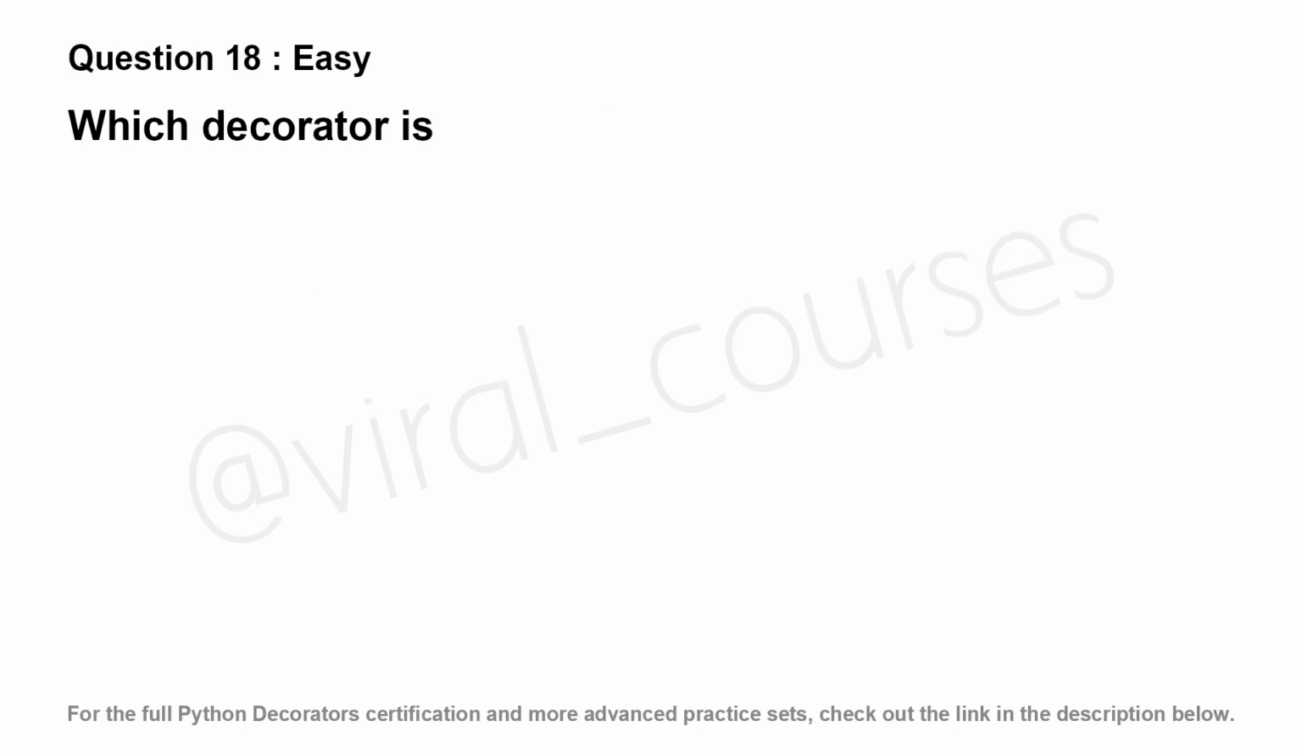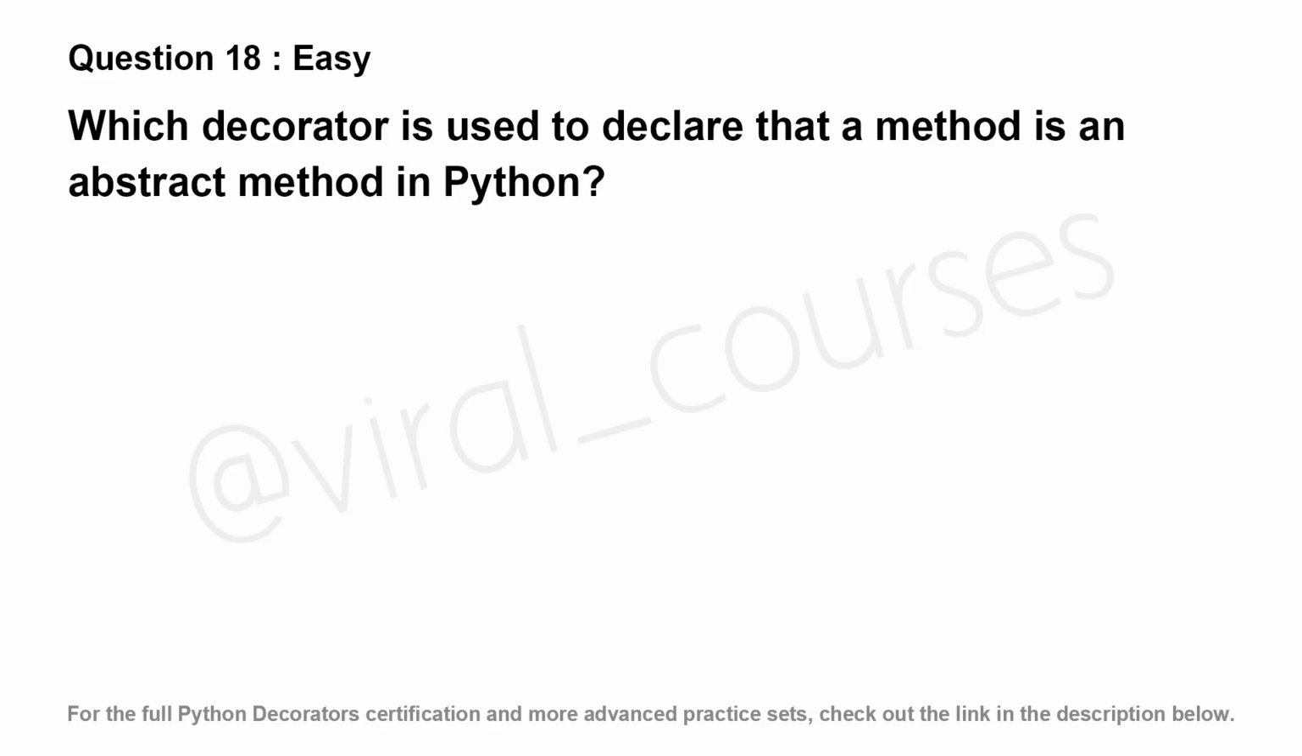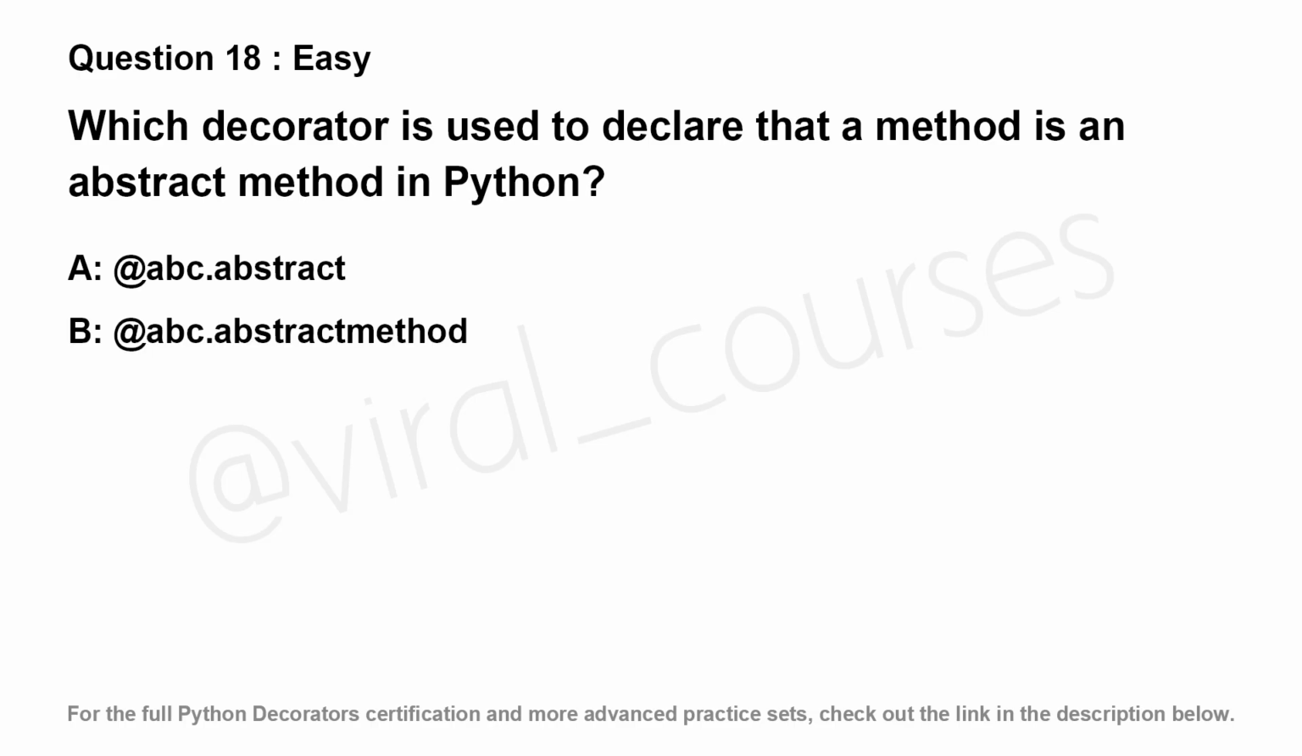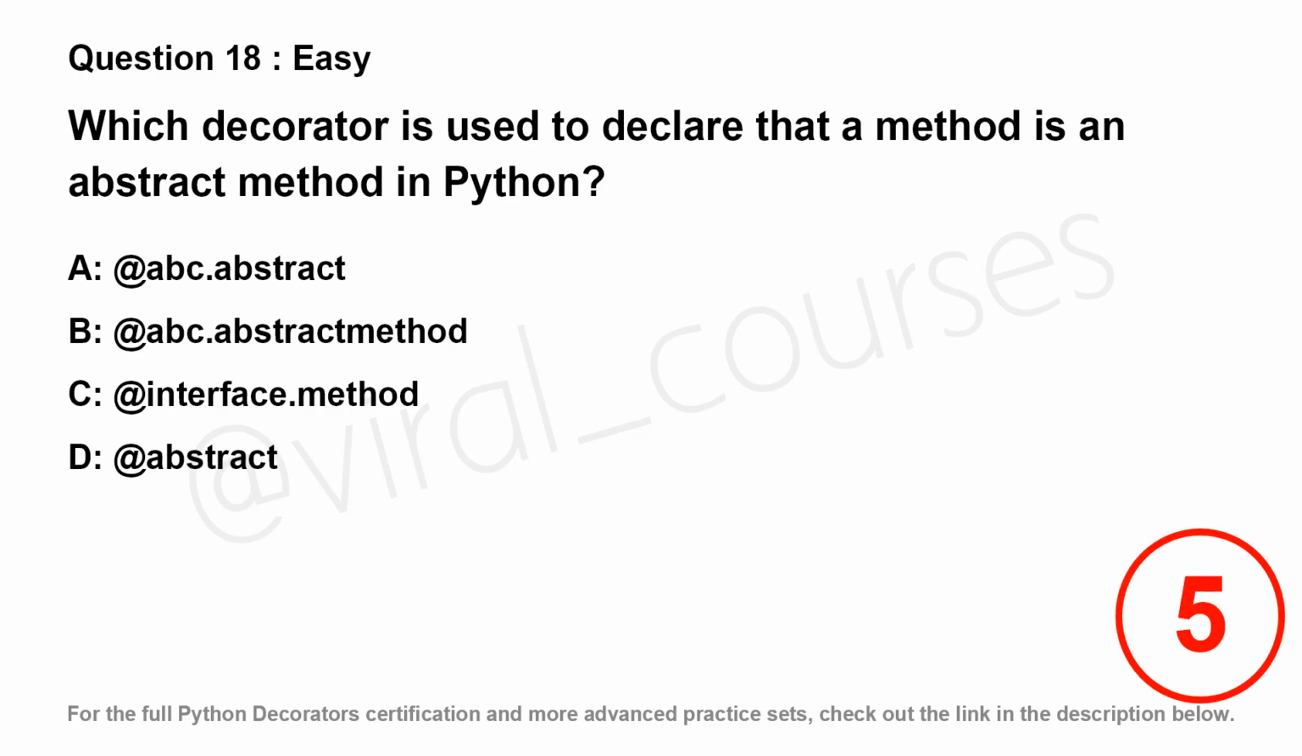Which decorator is used to declare that a method is an abstract method in Python? Option A, @abc.abstract. Option B, @abc.abstractmethod. Option C, @interface.method. Option D, @abstract.